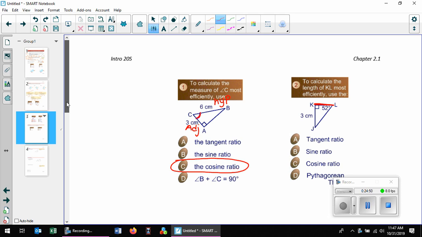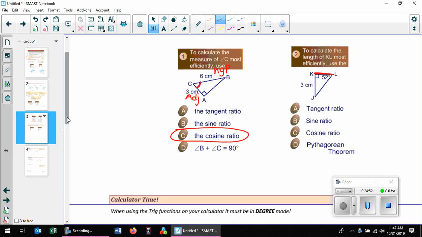So KL, let's look at KL. I'm trying to solve for KL. What side is my three side? Opposite. What trig formula has opposite and adjacent in it? Ten. Well, that's the location of the angle, 52 degrees. So angle L is 52 degrees. So we know what this angle is. This side would be the adjacent to the angle of 52.